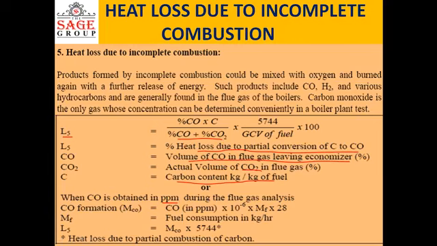Also, when CO is obtained in ppm, parts per million, in the flue gas, then we can also find MCO equal to CO in ppm into 10 to the power minus 6 into mf into 28. mf is the fuel consumption in kg per hour, and L5 equals MCO into 5744. So this is the heat loss due to partial combustion of carbon, and we can also take this relation.